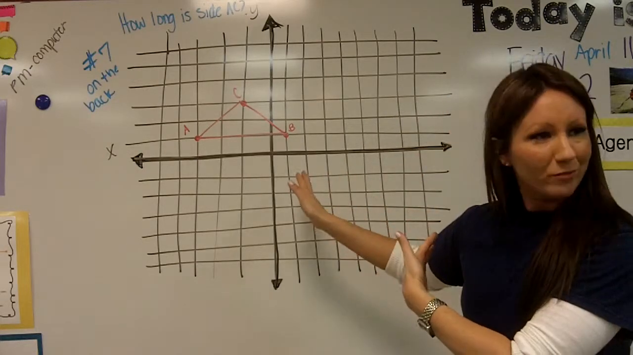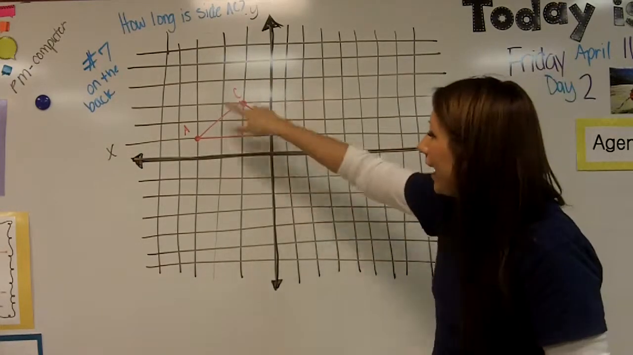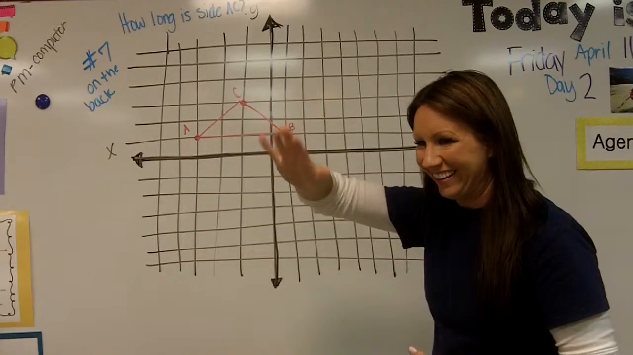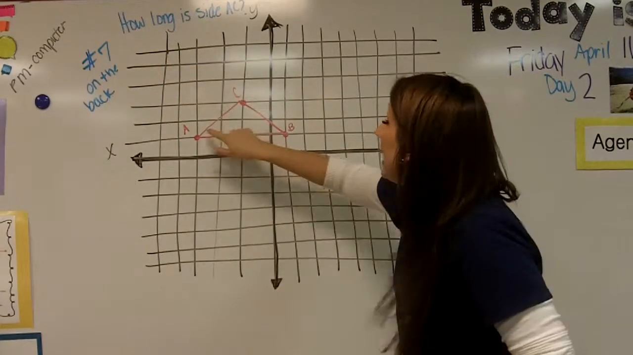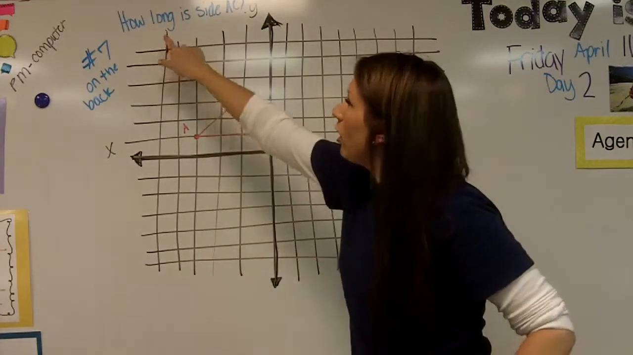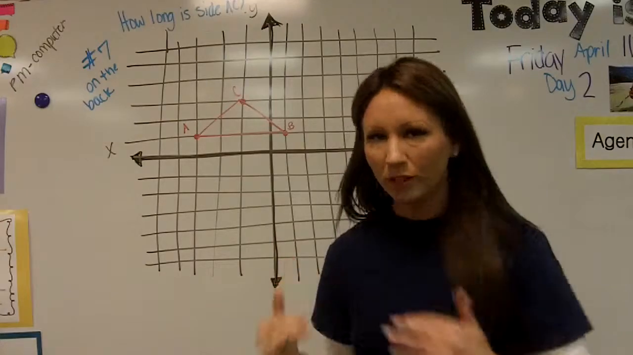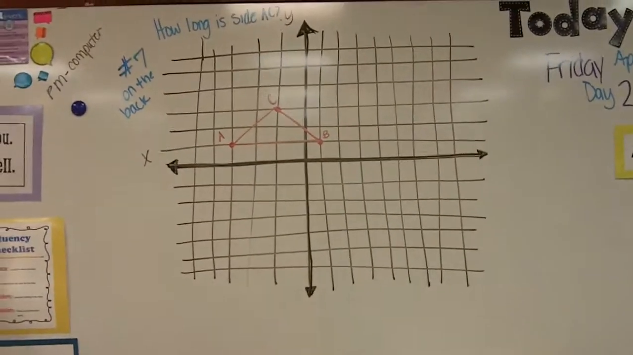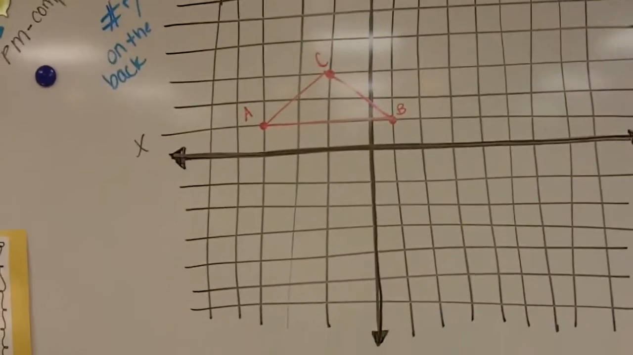we have our triangle here. And we have on our grid triangle A, B, C, and we have to find, it says how long is side A? So I'm going to zoom the camera in a little bit so you can see a little bit better. But by zoom I mean pick up the tripod and move it in.